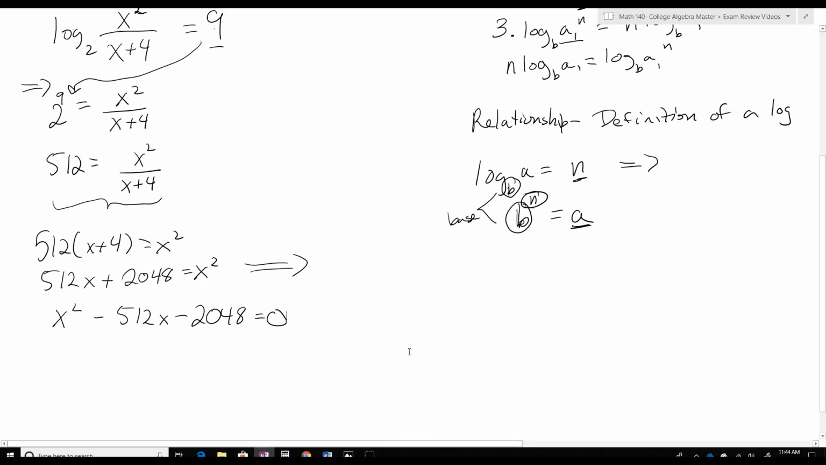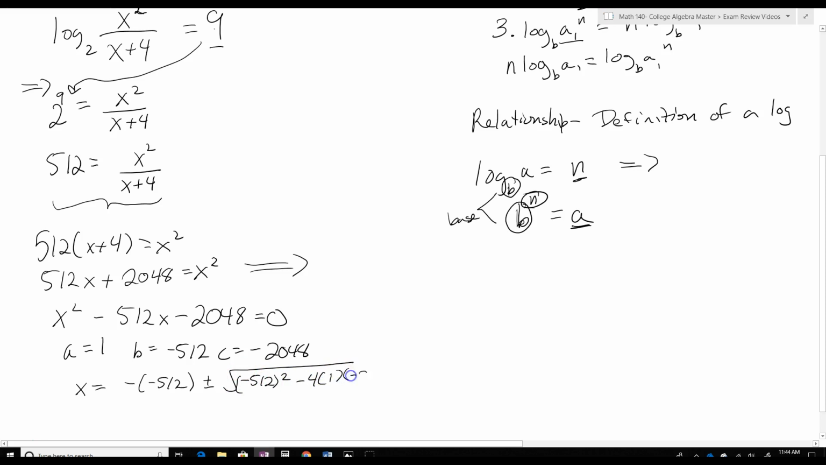Okay? Well, let's see. Let's take a equals 1, b equals negative 512, c equals negative 2048. And then using the quadratic formula, we're going to get x is equal to negative 512 plus or minus the square root of negative 512 squared minus 4 times 1 times negative 2048 all over 2.